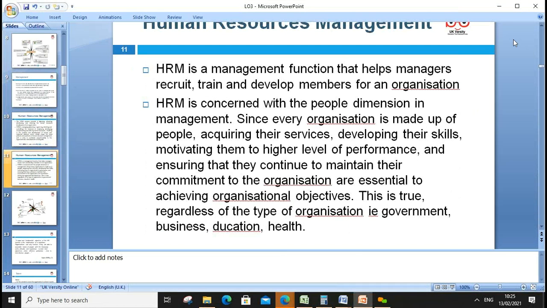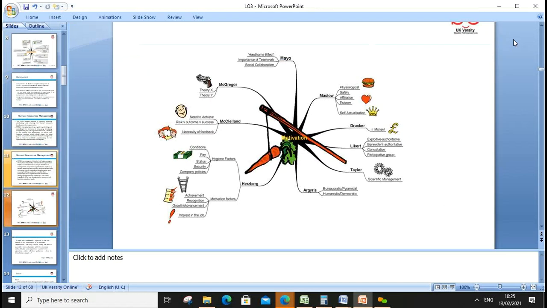Okay, next, human resource management consists of attracting, developing, and retaining human resources. Human resource planning is also part of it. That's why we need to keep our relationship with employees. Human resource management helps managers to recruit, train, and develop members of the organization, like we discussed in the previous lesson as well.